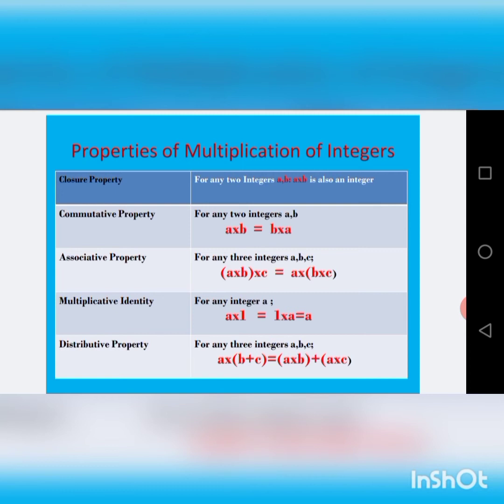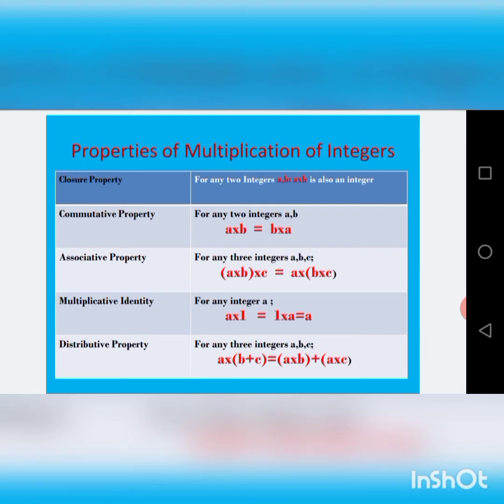The second property is commutative. For any two integers a, b, a into b is equal to b into a. The third one is the associative property. For any three integers a, b and c, a into b into c is equal to a into b into c. Only the bracket changes, but on both sides we have the same answers.